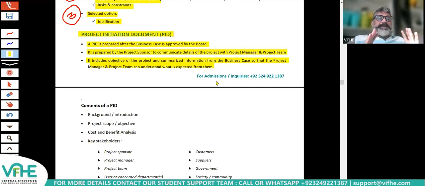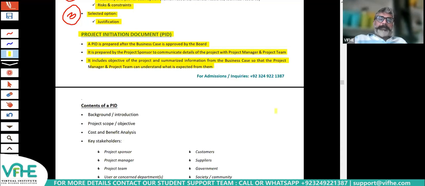Now you understand the difference between a business case and a PID. A business case is the first document and it is targeted towards the board so that they can approve the project. The second document is the PID. It is made after the approval is done, and the target audience is the project manager and the project team, so that they can understand the project and what is supposed to be done so that they can execute it.